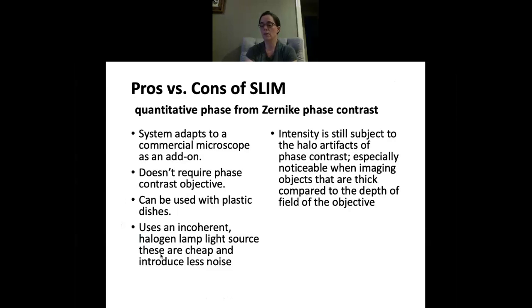And these artifacts are especially noticeable when imaging objects that are thick compared to the depth of field of an objective. And while this method negates the need to buy phase contrast objectives, which can be expensive, the cost is swapped for the cost of a liquid crystal spatial light modulator, which is also expensive.